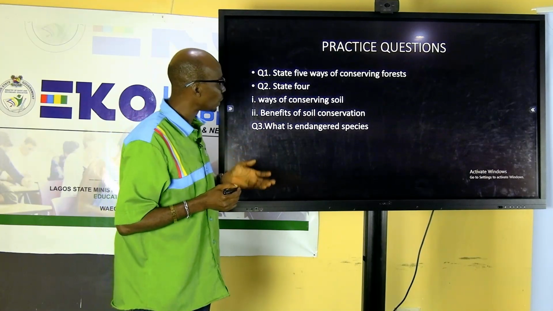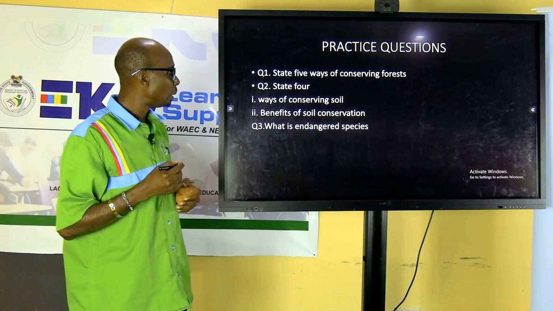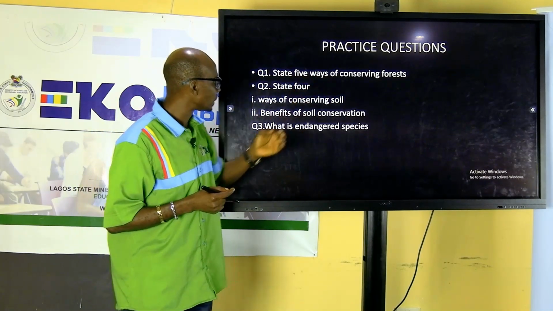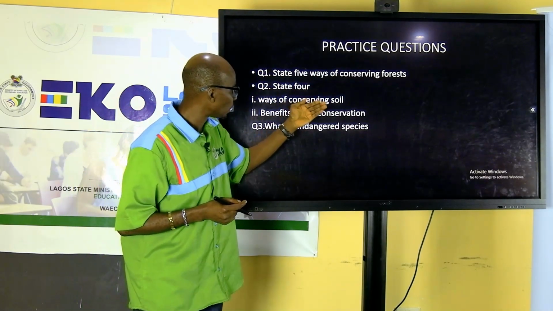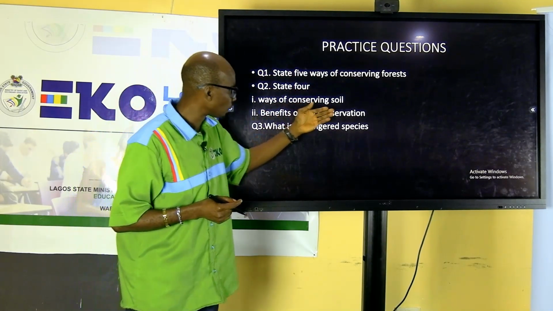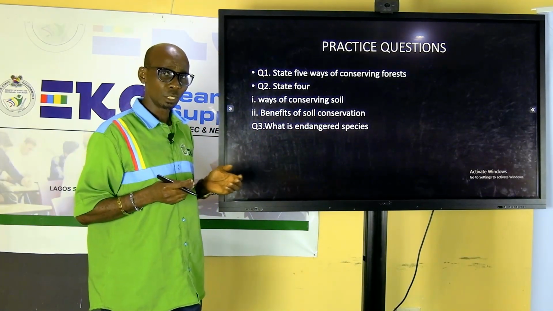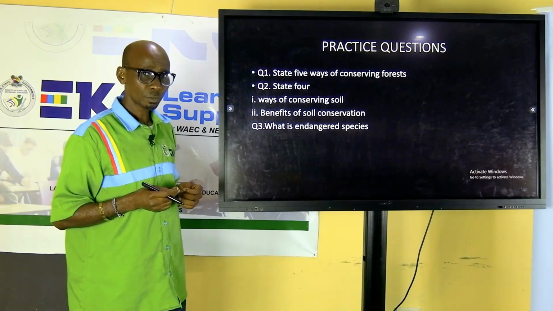Now I have some practice questions to refresh our memory on what we have learned so far. Number 1, state 5 ways of conserving forests; state 4 ways of conserving soil and the benefits of soil conservation; and what is an endangered species. I will give you a few minutes to go over these questions.